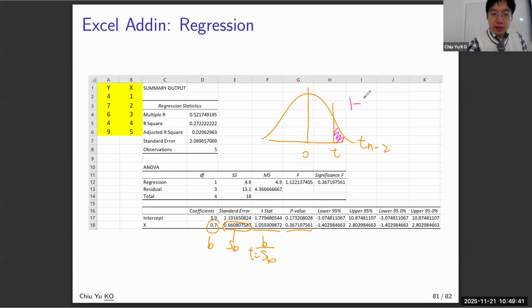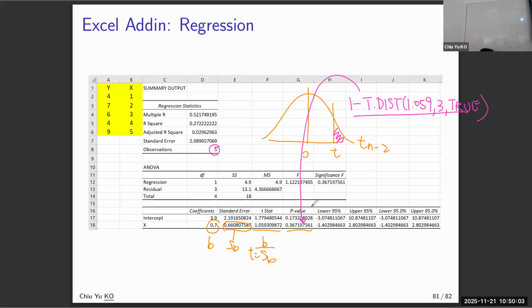This is actually 1 minus T, this 1.059. The degree of freedom is n minus 2, n is 5 here, so it's 3. Okay, so you can calculate this, you can check, it will be this number.